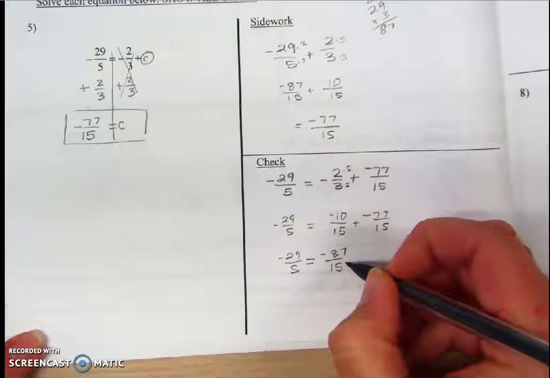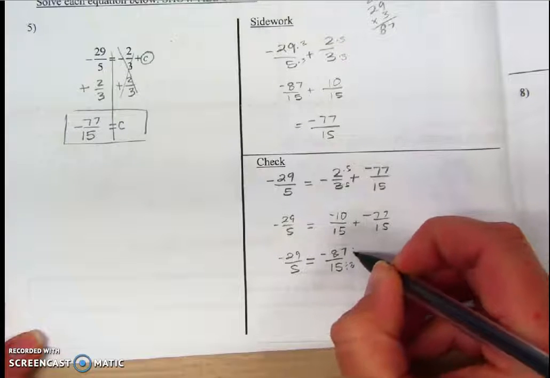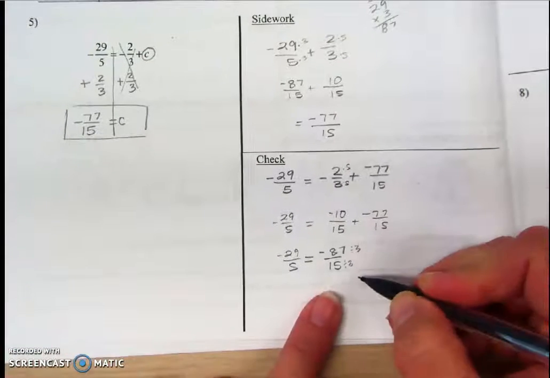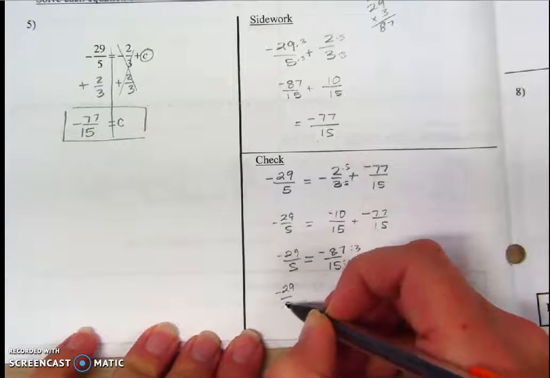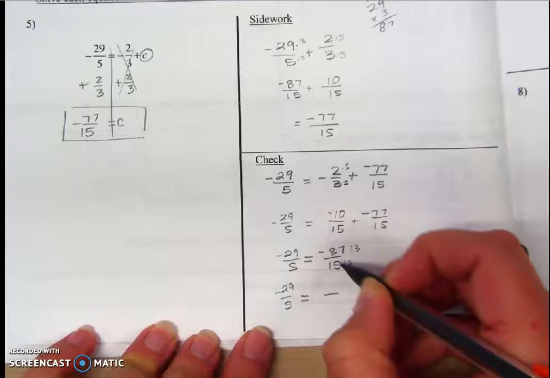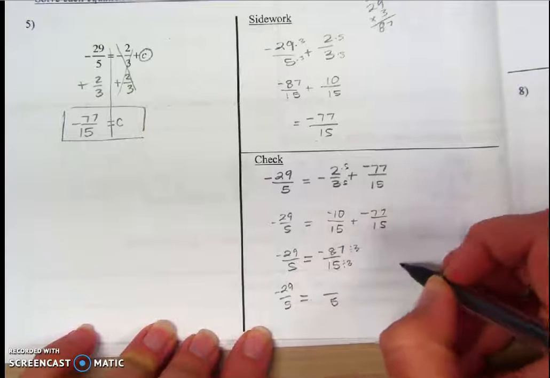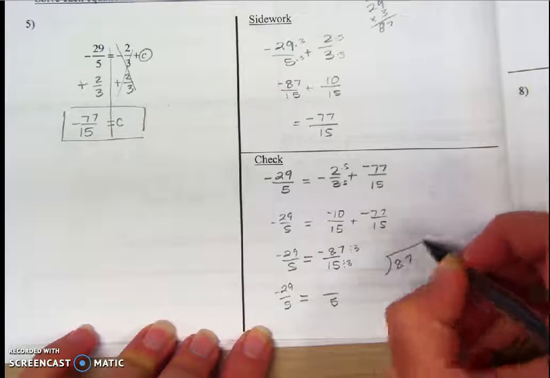In this case, I'm going to try reducing by 3 because I know that would change the 15 to a 5. So I'll rewrite my answer, negative 29/5 should equal... That would make the bottom here 5. Let's check 87 divided by 3.